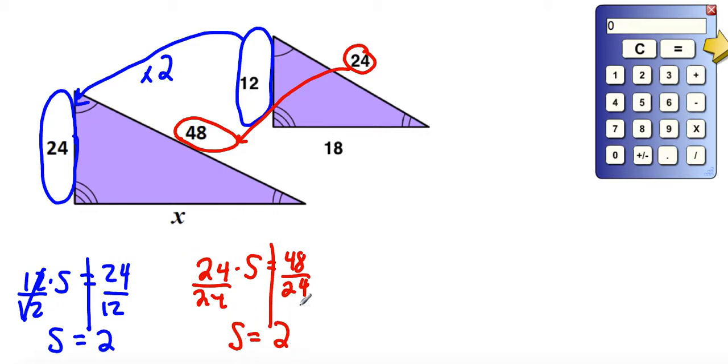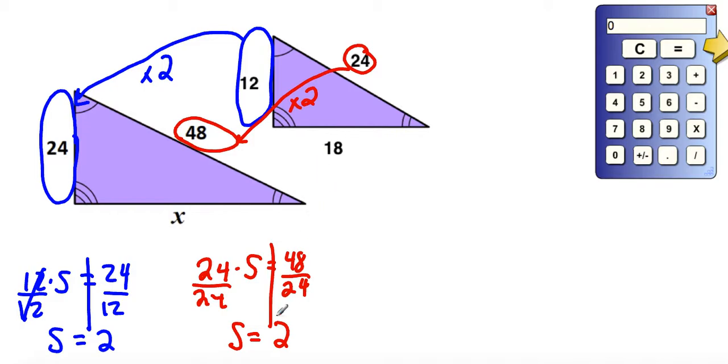Now, I only need one of these. I didn't have to show you both of them, but I want to emphasize that if you have a lot of numbers floating around, you only really need to use two numbers that correspond with one another. You have to make sure they correspond, or you will not get the correct scale factor.